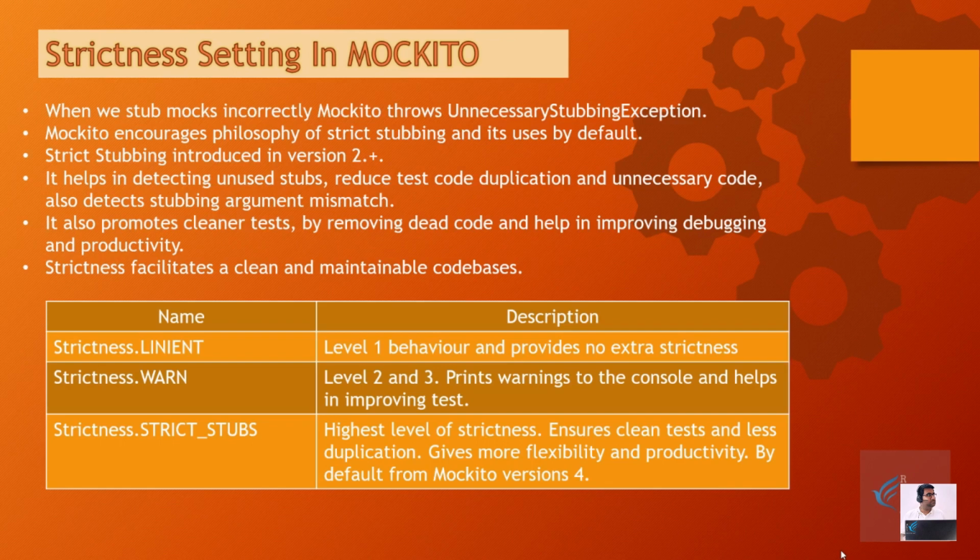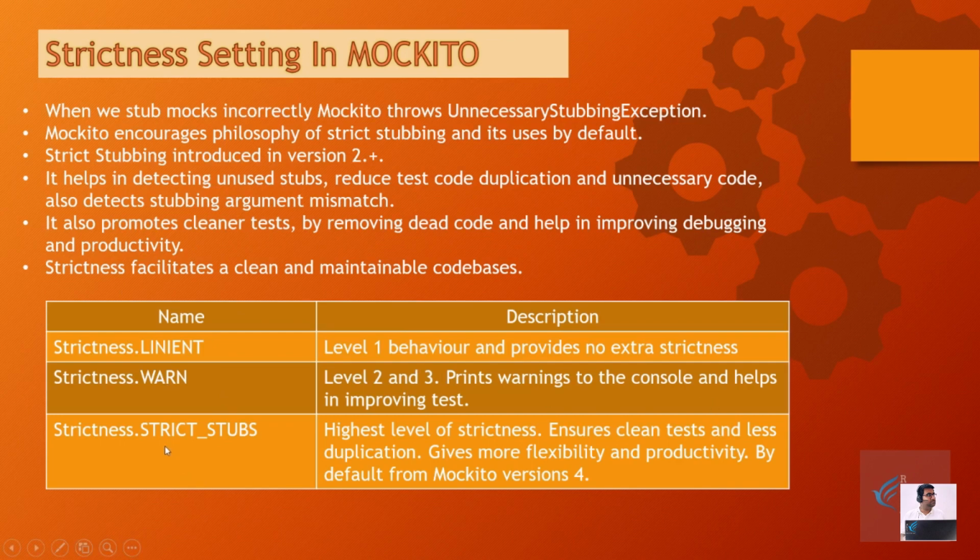We have three types of settings in Mockito. First is lenient, second is warn, and third is strict stubs. So lenient is the level 1 behavior and provides no extra strictness. Level 2 is for warning. It just prints a warning to the console and helps in improving the test.